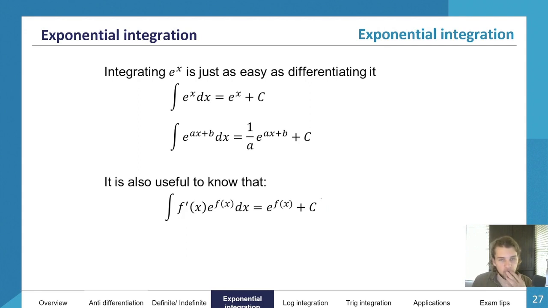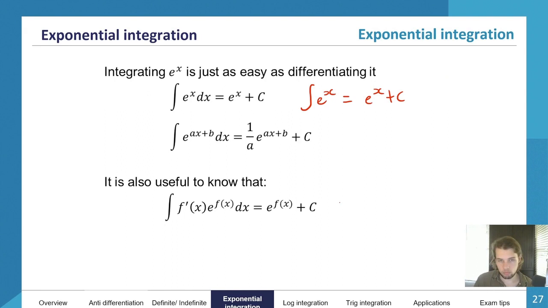Now, how do you integrate? Well, integration is pretty similar. If you integrate e to the power of x, then you will just get e to the power of x plus c. And that's because if you derive e to the power of x, it'll be the derivative of x, which is just 1, multiplied by e to the power of x. So it'll be e to the power of x.